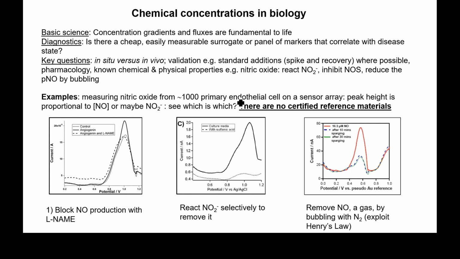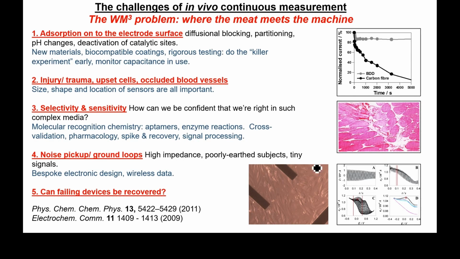So these are ways that we can try and do validation in biomedical experiments, rarely capable of implementation in human experiments, but certainly in animal experiments and tissue culture. So we can use pharmacology, so a known drug that manipulates the concentration, perhaps a selective reaction in the middle, or we can use the physical properties of our target analyte to manipulate it and see, are we measuring the thing that we think we are, and is our slope of calibration the same in our measurement situation as it is in our calibration steps. So I sum up all the problems of doing in vivo continuous measurement on this slide.